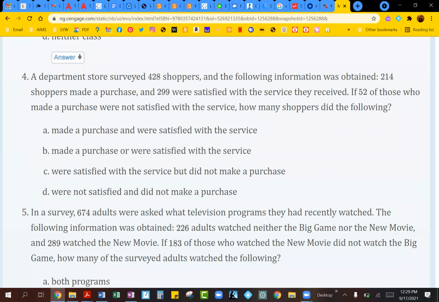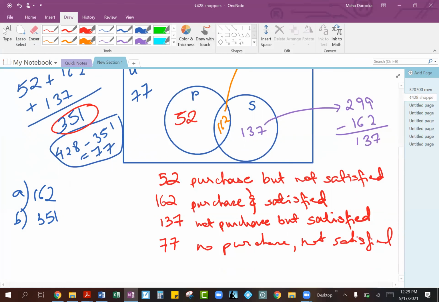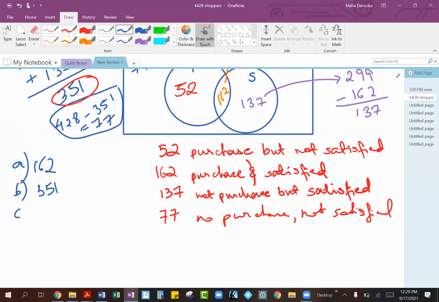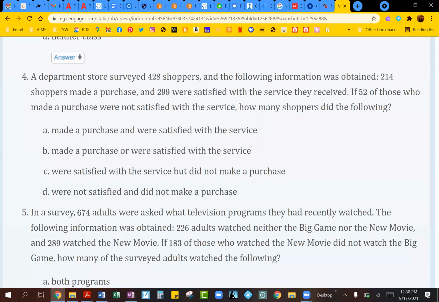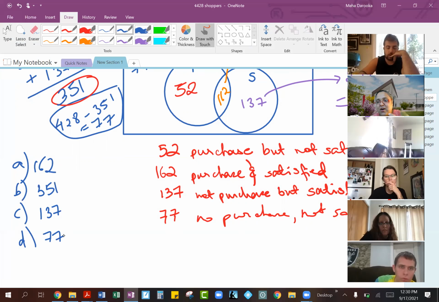Okay, part C says they were satisfied, but did not make a purchase. 137. Okay, so satisfied, but did not make a purchase will be the people just in the S circle without the overlap. Very nice. So 137. And part D, guys, is not satisfied and did not make a purchase. The 77. The people on the outside of the two circles. Very good. 77.